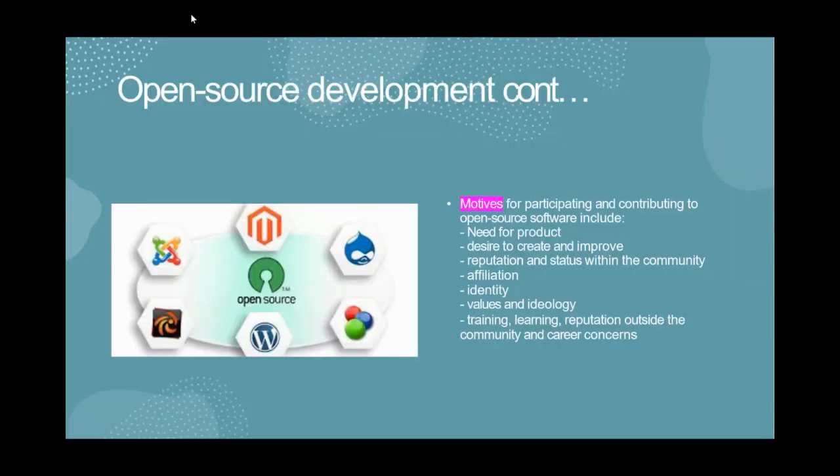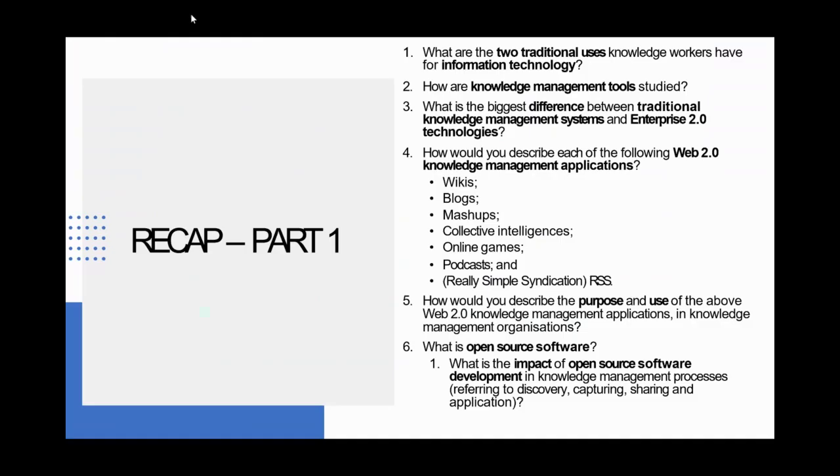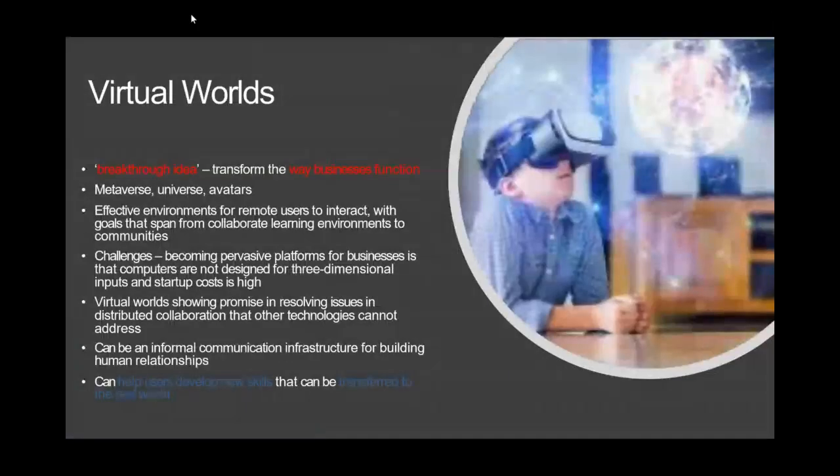So here they're talking to motives now, okay? Need for product, desire to create and improve, what I've been speaking to, reputation and status within the community. Obviously, if we develop something that is top notch or better than the last thing, that's going to improve my status and reputation. Affiliation, identity, value and ideology, then training, learning, reputation outside the community, and career concerns. Right. So here's just a recap on the key stuff pertaining to what we've gone through so far.